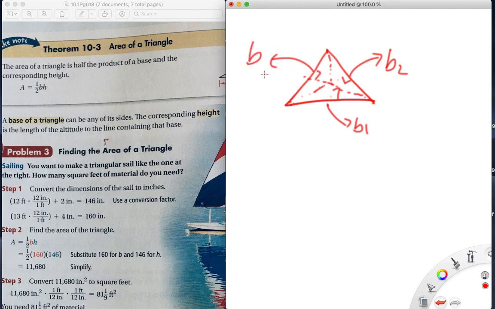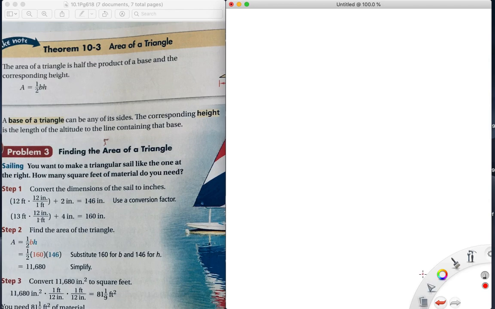So a triangle has 3 bases depending on which side forms the 90-degree angle. So any side of a triangle could potentially be a base. Parallelograms had 2, rectangles had 2, squares have 2, but they tend to be the same. Triangles have 3.